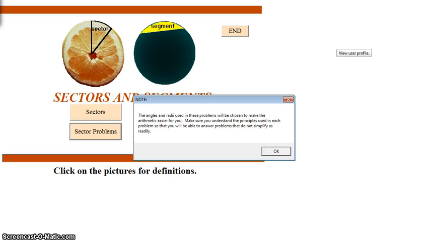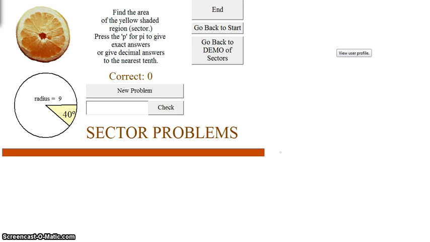Okay, the angles and radii used in these problems will be chosen to make the arithmetic easier. Well, that's good. So we're going to get 3s and 9s and 4s and things that are easy to square. Make sure you understand the principles used in each problem so that you'll be able to answer problems that do not simplify as readily. So, 36, it's divisible by lots of numbers. So 36 pi would be an easy one to work with. So that is what they're saying there.